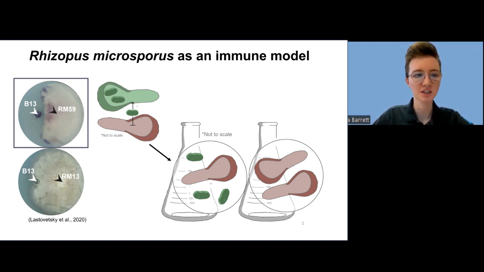Using this system allows me to compare an immune-activated state to a control state consisting of the same species of bacteria and fungus. My method is to extract the B13 bacteria from the host strain and interact them with the non-host strain in order to observe immune activation in the non-host strain in liquid culture, as seen in this diagram.